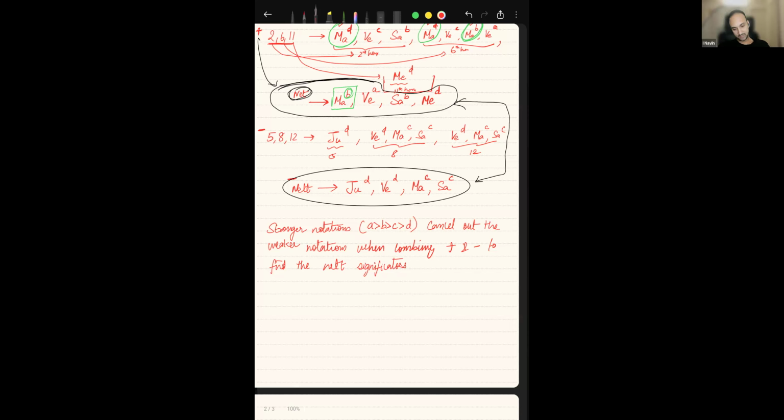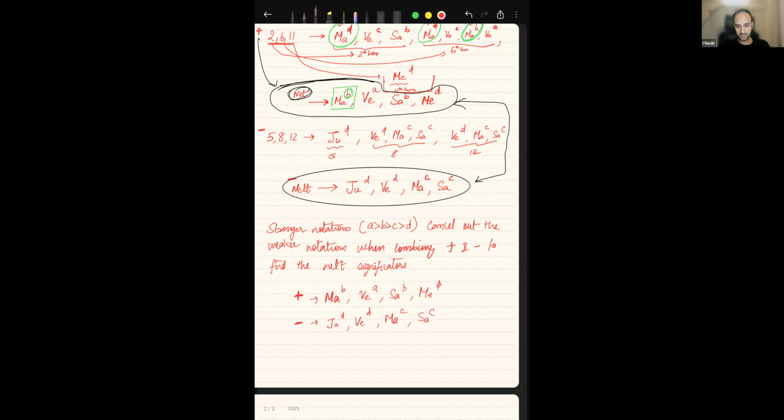So first I have your Mars B, Venus A, Saturn B, Mercury D. I'm just copying down. So this is my plus. This is my minus: Jupiter D, Venus D, Mars C, Saturn C. Okay. So the rule is we need to cancel out the weaker notations and keep the stronger notations, right?